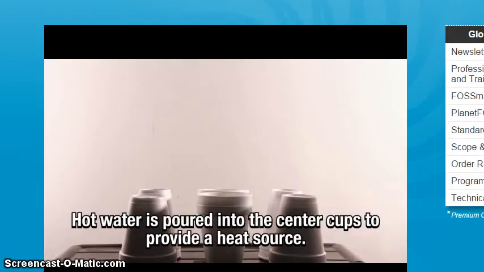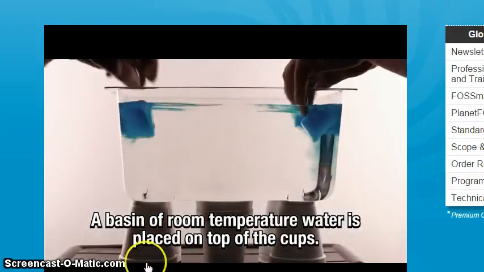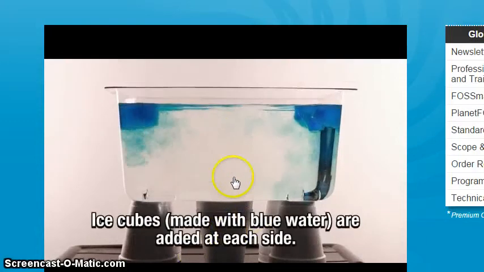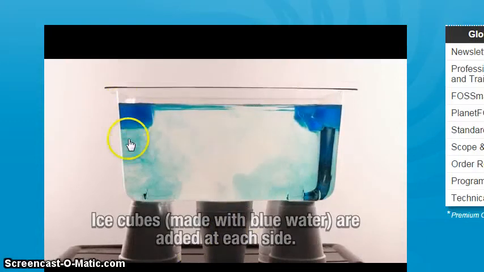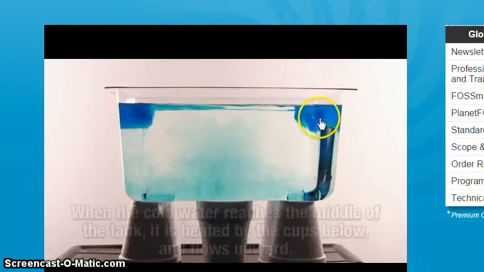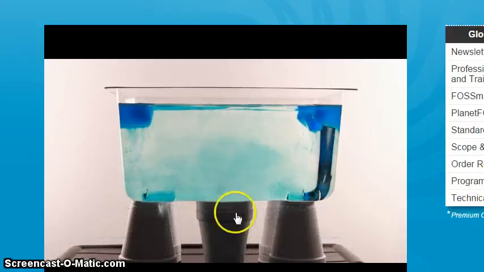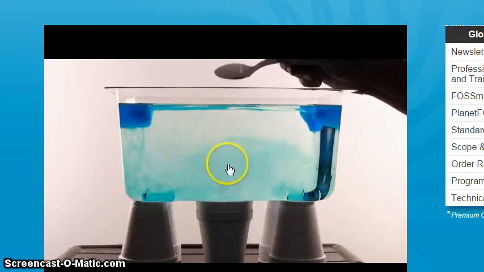Okay, we have a little video here that's going to also go over convection, and we're looking at some hot water in the center here, and we have some room temperature water. We have some blue ice cubes. As those blue ice cubes melt, they are creating denser, heavier water that's sinking down to the bottom. And then we can see as it reaches the warmer area here where the warm water was poured in, it's heating up the water above.